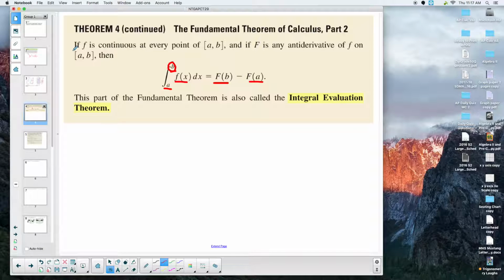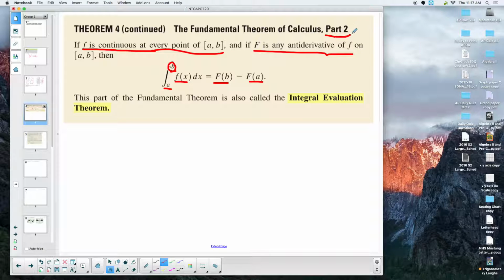So if we view this a little bit more in depth, right here, this is the condition that you can use the fundamental theorem. You can only use it if your function is continuous. In other words, you can't find the area of something that has a hole. And if there is an antiderivative, right? So use the fundamental theorem of calculus to find the antiderivative.